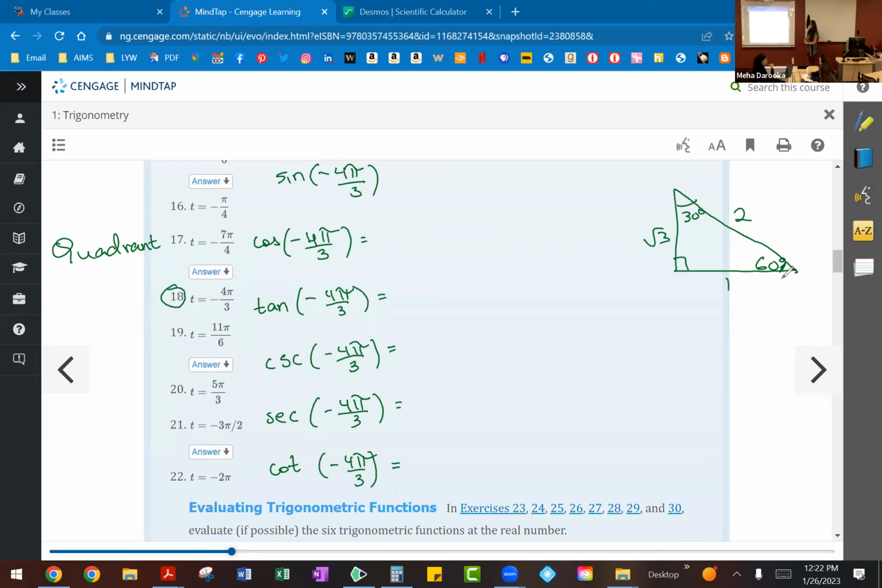All right, so let's take a look at this. Will your sine be a positive or a negative value in quadrant 2? Positive. Sine will be positive, cosine will be negative. Okay, so what's your sine function?